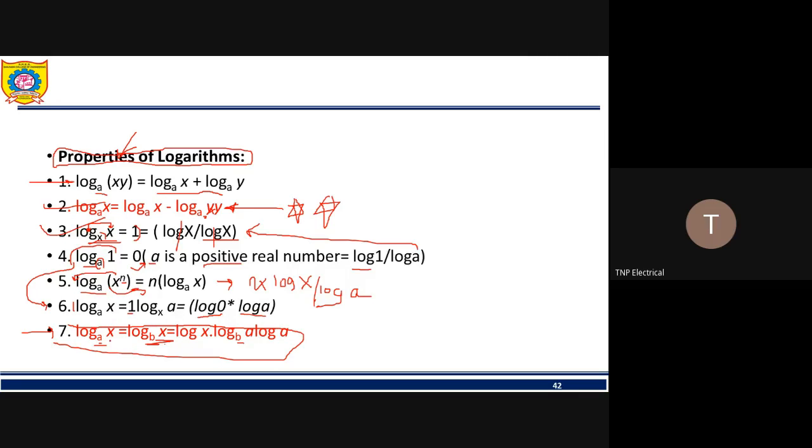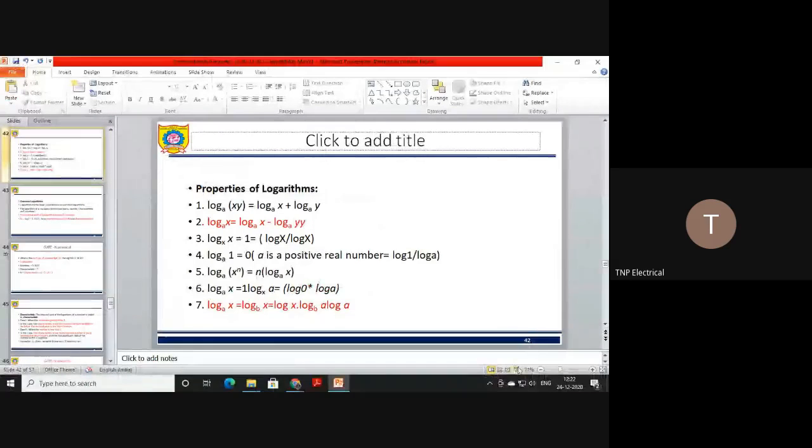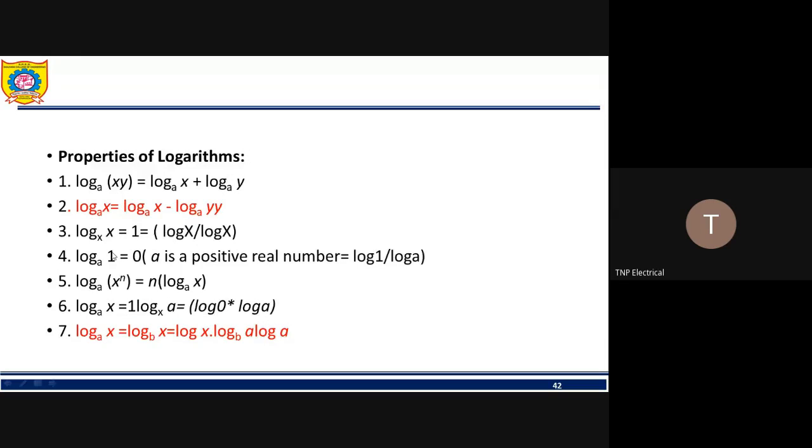So understand it. What it is telling is, if both have the same number, whether it is a natural number or a real number, whatever it may be, and a different base is given, then it can be represented as log x into log a to the base b into log a. So this is the output. Just understand it in a good way. Just note it down. I'm giving you 2 minutes. Please note it down. Very important.